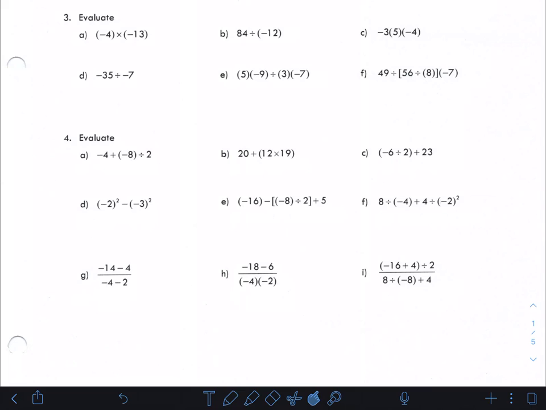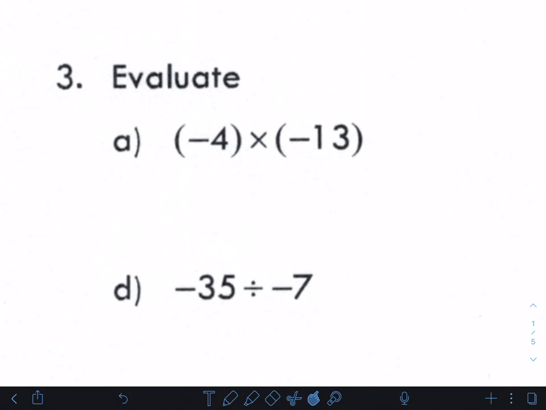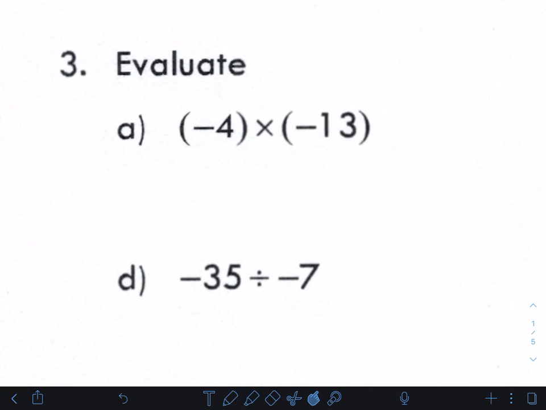Let's take a look at some of these questions where we are multiplying and dividing with integers. So if I go to my first question here, I have -4 times -13. Now the rules for multiplying and dividing integers tell us that if the signs of my numbers are the same, then my answer will be positive. If the signs of my two numbers are different, then my answer is going to be negative.